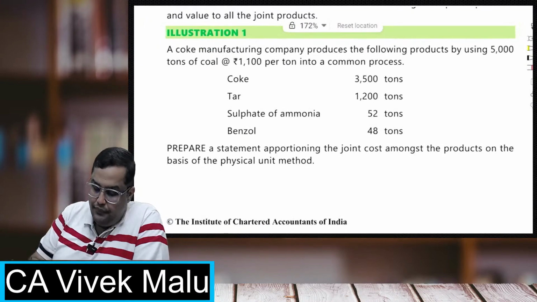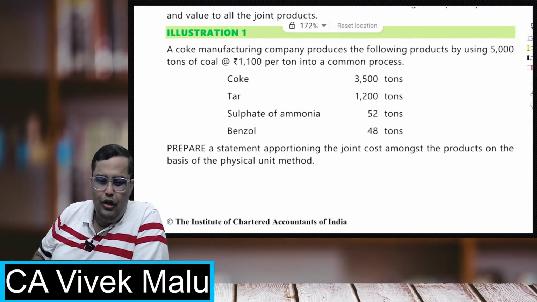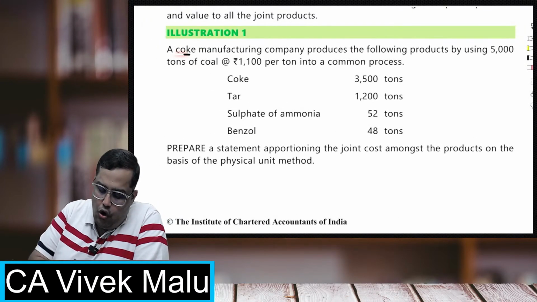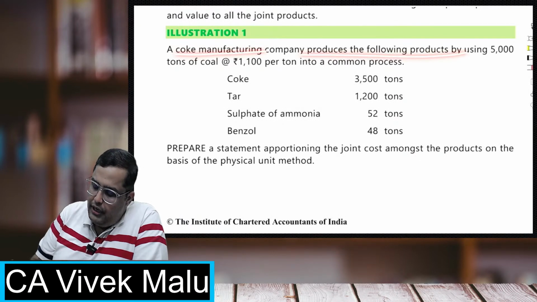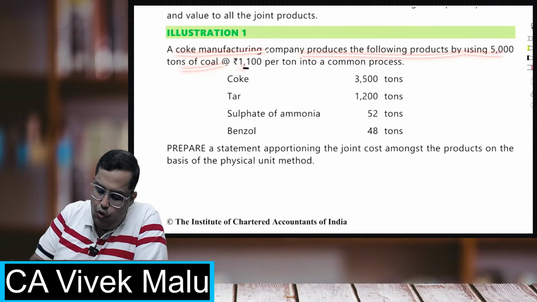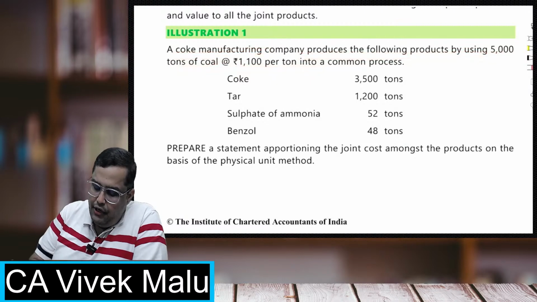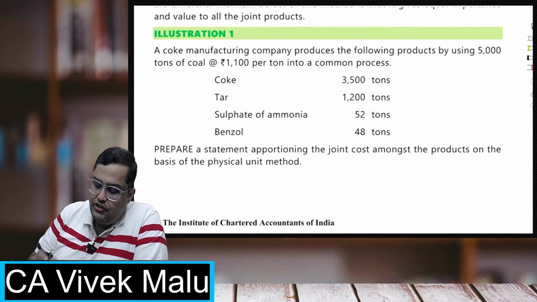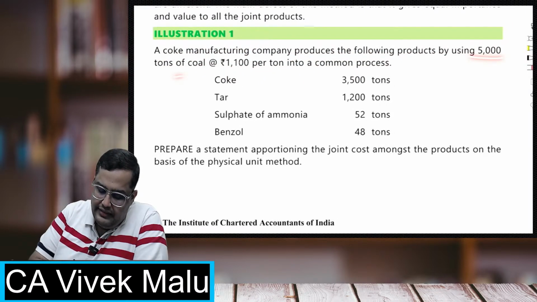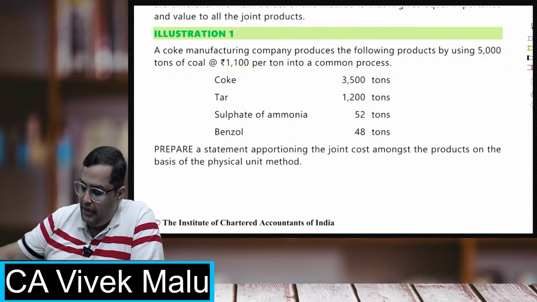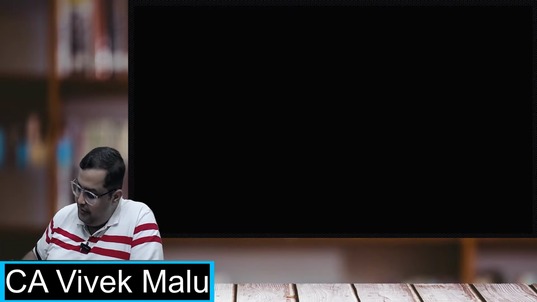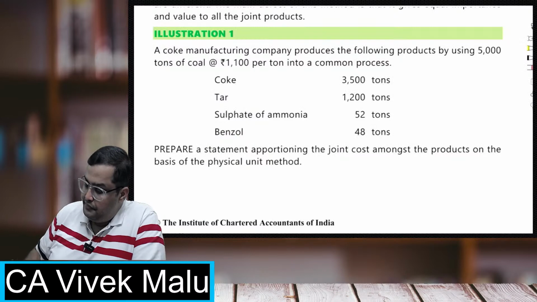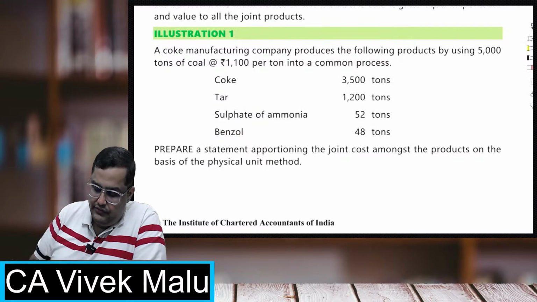Now students, the first method is the physical unit method. See this question. We'll quickly discuss how to solve this because these are very easy. A coke manufacturing company produces the following products by using 5,000 tons of coal at 1100 per ton in a common process. So what is the joint cost? 5,000 tons at 1100 per ton. Multiply: 5,000 into 1100, the joint cost is 55 lakhs.